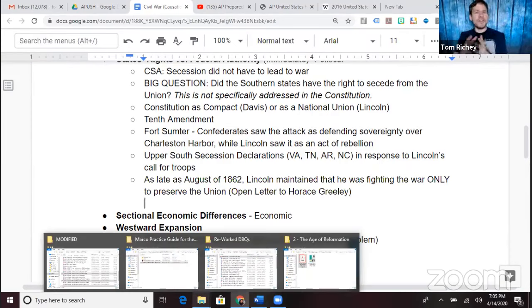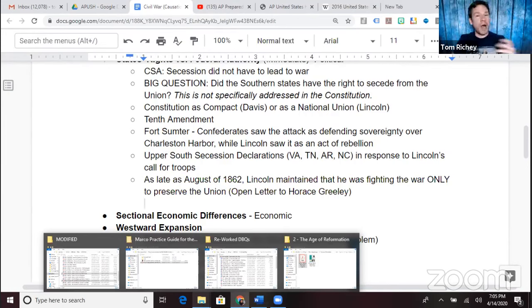Now, if you ever see an open letter on a DDQ, an open letter is addressed to an individual, but it's published so that everyone can see it. So the intended audience of an open letter is not necessarily just the person it's to, it's really the public. Okay, so Horace Greeley called Lincoln out, said, "You're not doing enough to free slaves."